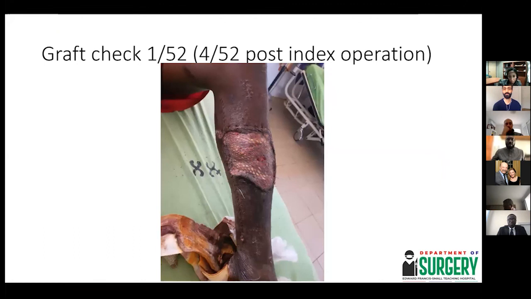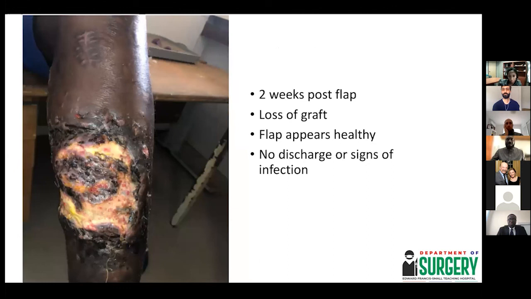So there's pictures of his 1 week wound check, which was 4 weeks post his injury and nailing, which showed reasonably good take of the graft at that stage. We then kept him a little bit longer, actually discharged at that stage, and then he came back for his first wound check, which was 2 weeks after the flap, and there was some loss of the graft, but there was no discharge or oozing and no evidence that there was any underlying infection or any necrosis of the soleus flap itself.